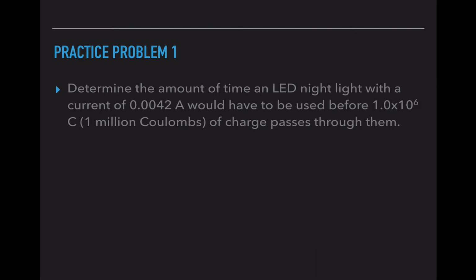So first practice problem. Determine the amount of time an LED nightlight with a current of 0.0042 amps would have to be used before 1 times 10 to the 6 coulombs of charge passes through them. So I'm going to write down my equation. I equals Q over T, and I'm going to list my knowns and unknowns. I is 0.0042, Q is 1 times 10 to the 6, and T is my question mark. So when I plug this in, 0.0042 equals 1 times 10 to the 6 over T.